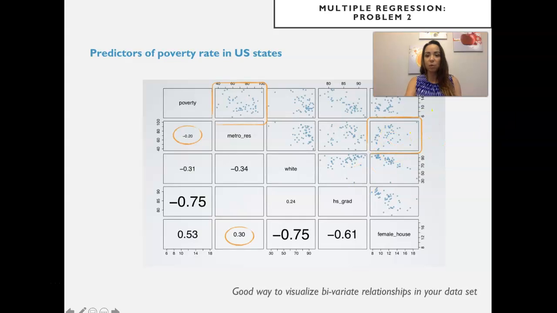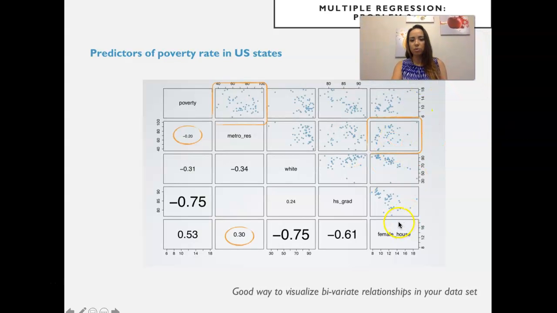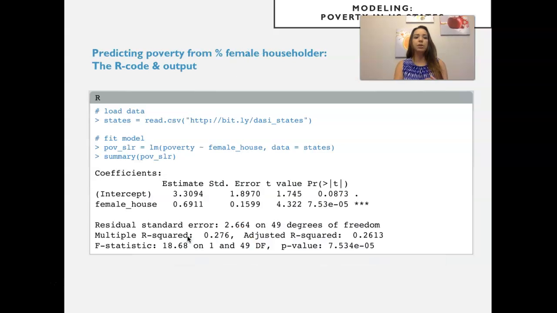So the first variable that we'll introduce to our model is the percentage of females that are heads of households in the state and poverty. And here's the relationship that we want to look at. That's the scatter plot. It shows a positive relationship. And if we look here, it's a positive and moderate relationship of 0.53. So we'll start the model with that variable. So let's look at that here.